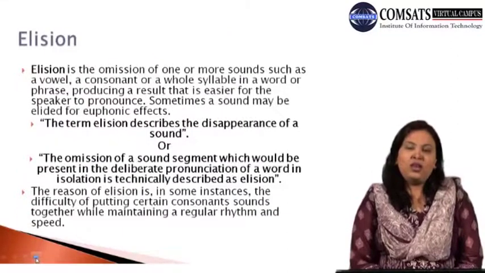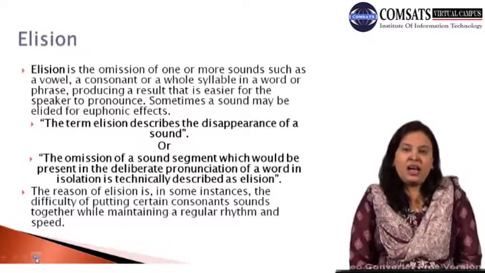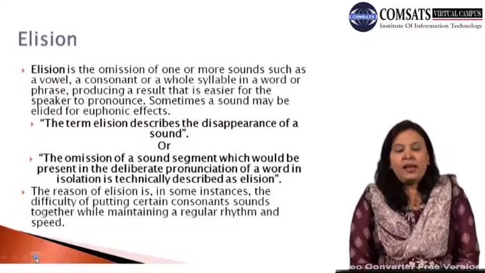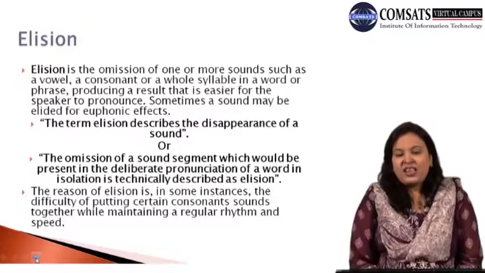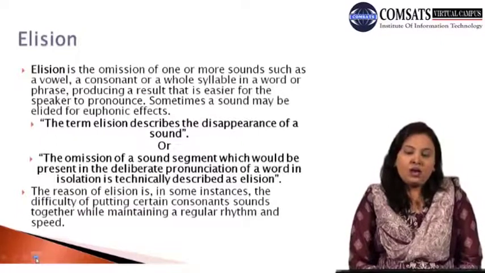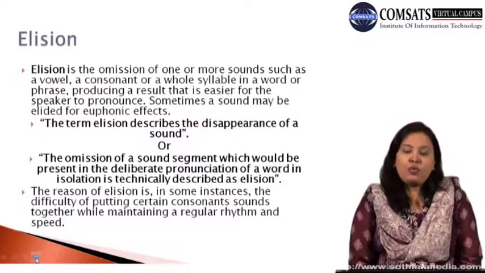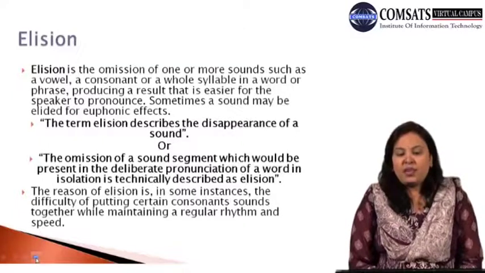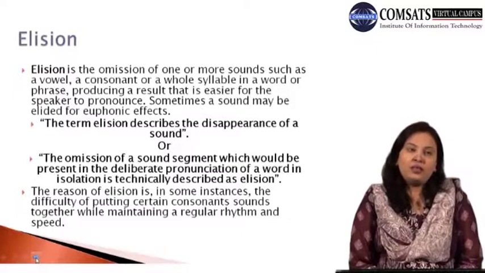Besides assimilation, there is another type of co-articulation effect, known as elision. What is elision? Elision is the omission of one or more sounds, such as a vowel, a consonant, or a whole syllable in a word or phrase, producing a result that is easier for the speaker to pronounce. Sometimes a sound may be elided for euphonic effects.